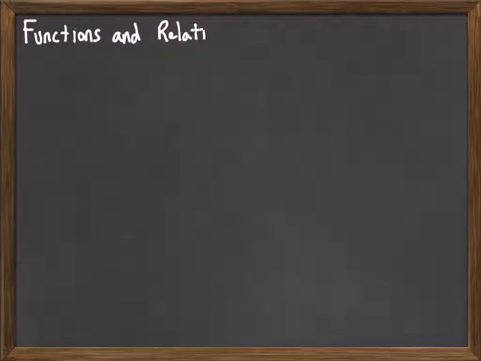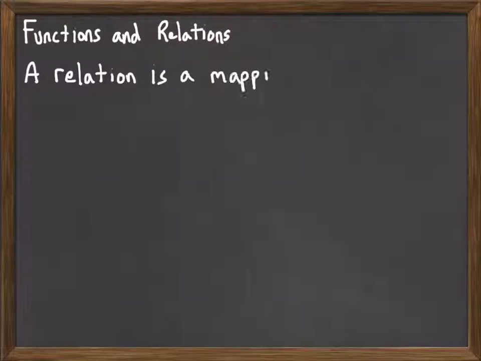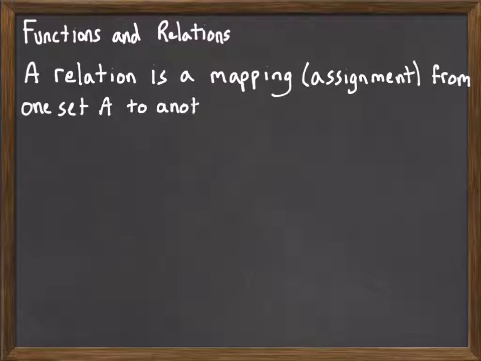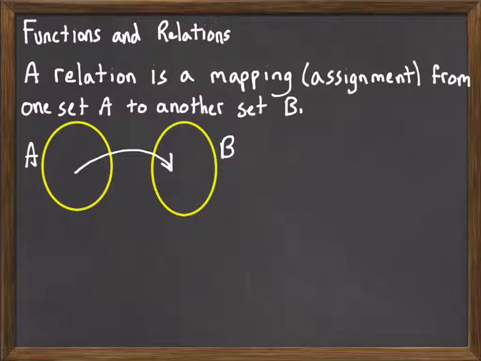Okay, so we're beginning now to look a little bit more at graphs, and we introduce the idea of functions and relations. We begin by defining this idea of a relation or a relationship. A relation is a mapping or an assignment from one set A to another set B. So, in other words, it takes elements or things in A and maps them or assigns them to things in set B.